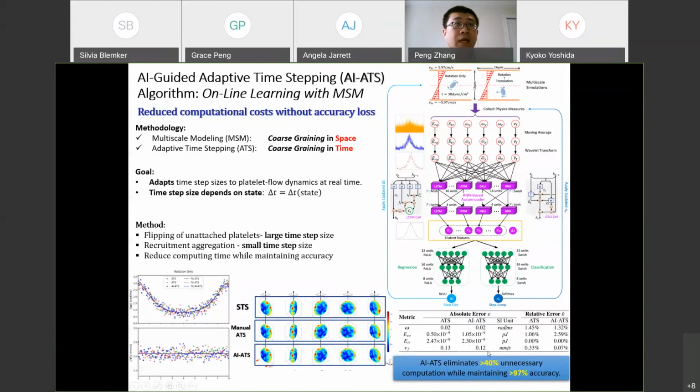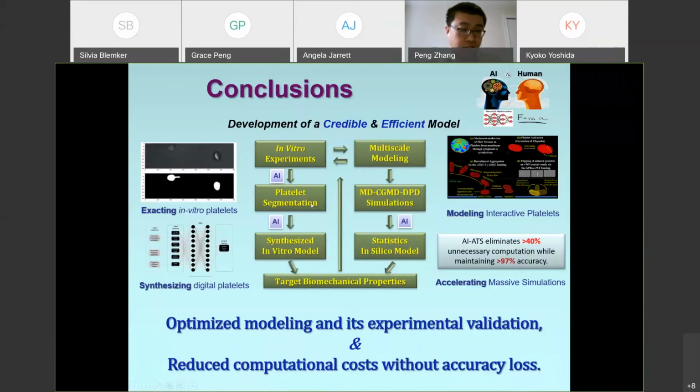So to summarize, we have presented two machine learning pipelines. One is to improve the model credibility by extracting the in vitro platelet geometries from the experiments, and then using the deep learning networks to synthesize the platelet geometries. On the other hand, we use the online learning systems to adapt the time step sizes to eliminate unnecessary computing steps while maintaining enough accuracy.